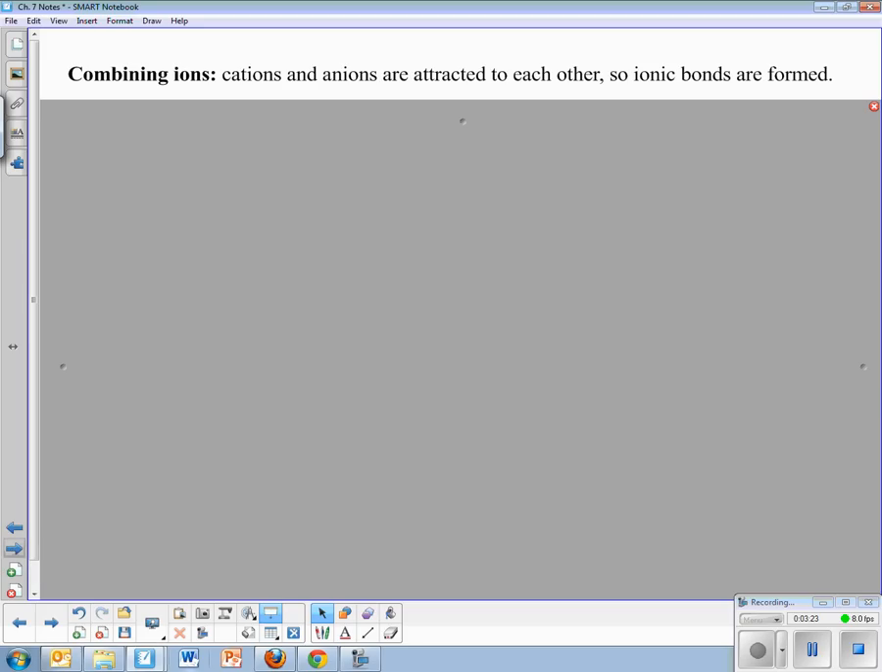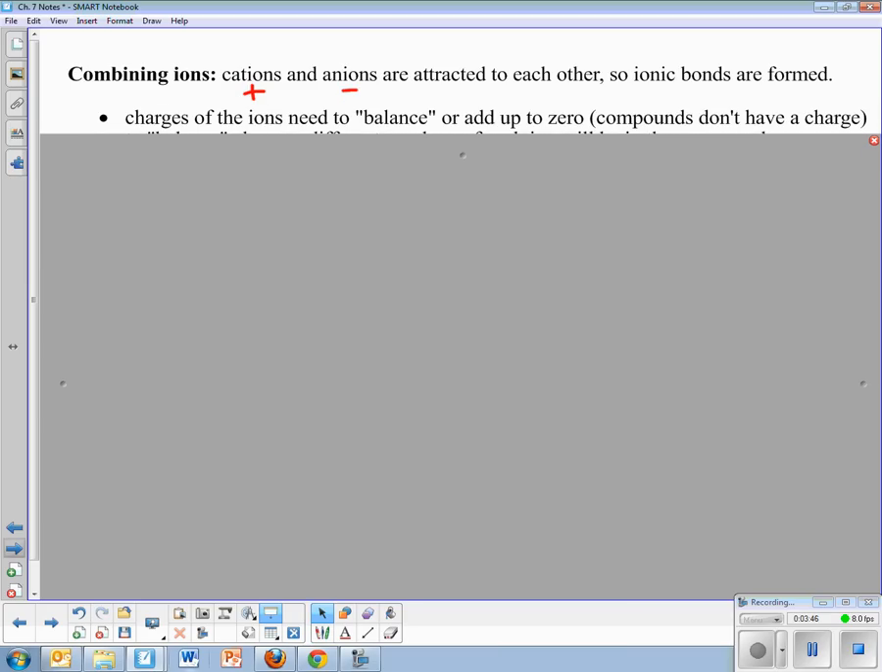Combining ions is due to cations and anions and how they're attracted to each other. Cations are your positive charge, and anions are your negative charge, so opposites attract, just like magnets. When this happens, we get an ionic bond. So we're going to talk about compounds that are ionic. In writing these combinations, the charges need to "balance." I put it in quotes because that's just kind of my term. Or they need to technically add up to 0. The reason they add up to 0 is compounds don't have a charge. So that means they have to balance out. The positive and negative have to be opposite sign but same amount.